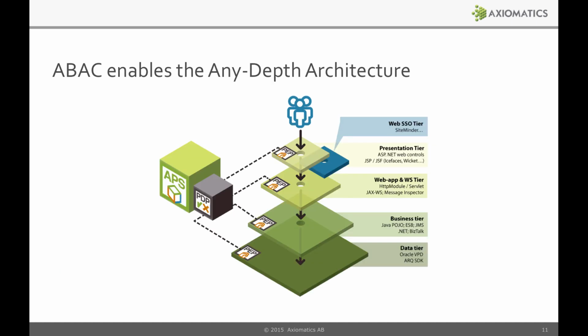ABAC enables what I like to call the any-depth architecture, meaning that you can enforce your decision where it matters most. So you can go all the way from your presentation tier to the web access management tier, for instance CA SiteMinder, to the web app, web service, and API tier, all the way down to the business tier, and finally even at the data tier.